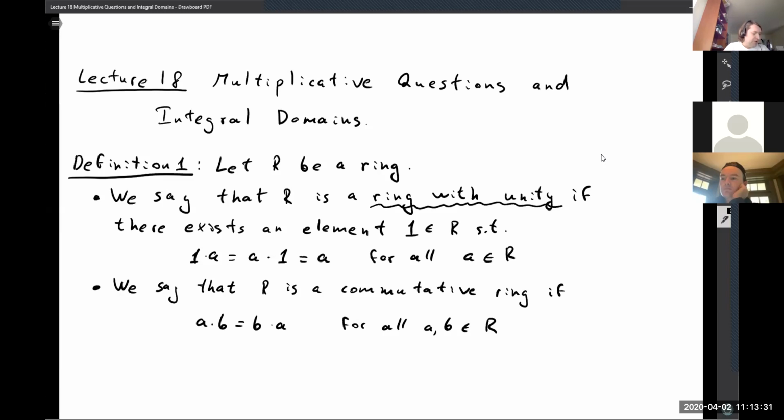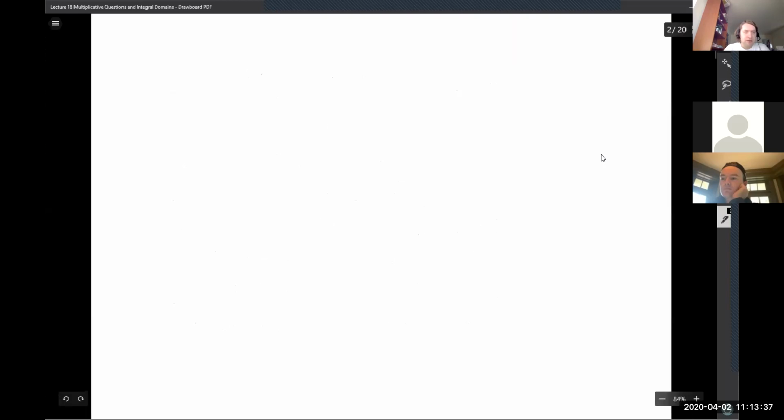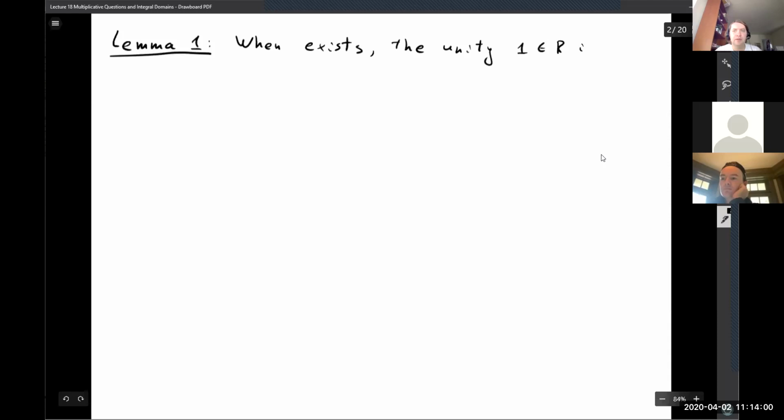Okay, so let's start with a simple lemma as a warm-up, and the lemma will be formulated as follows. Lemma 1. When it exists, the unity 1 in R is unique. And the proof would be more or less identical to how we proved that the identity element in a group is unique.